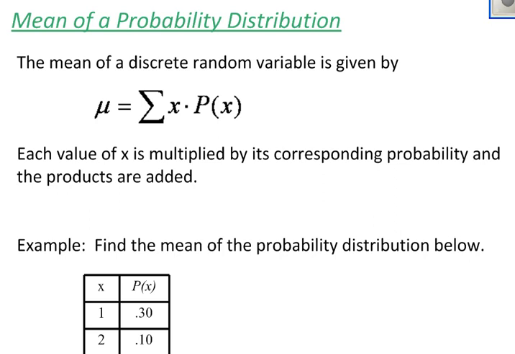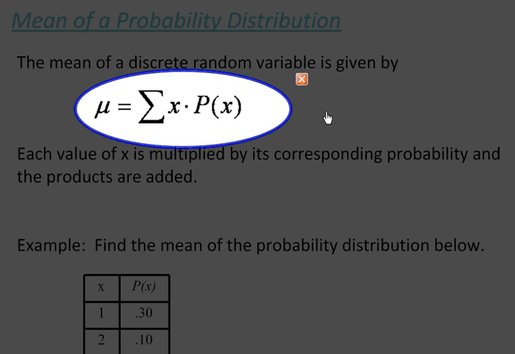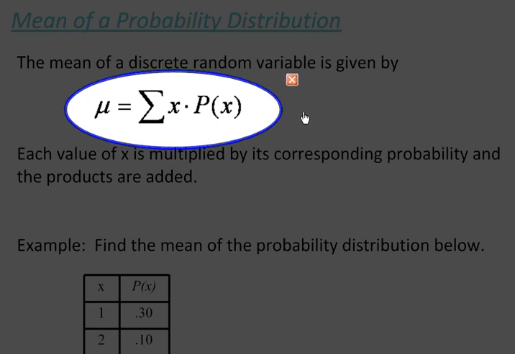Okay, so how do we find the mean of a probability distribution? Well, there's a formula that we need to use to find the mean of a probability distribution, and that formula is right here. That's kind of ugly, but if we want to find the mean of a probability distribution, here's our symbol mu for mean.